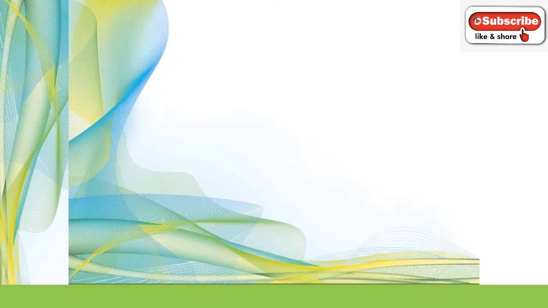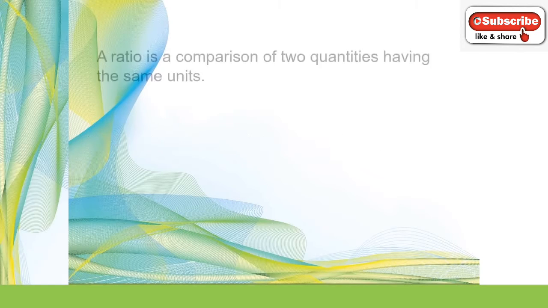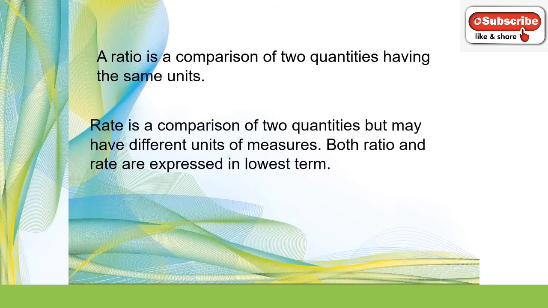Do you still remember our past lesson? Let me see. What is the difference between a ratio and a rate? A ratio is a comparison of two quantities having the same units, while rate is a comparison of two quantities but may have different units of measures. Both ratio and rate are expressed in lowest term.